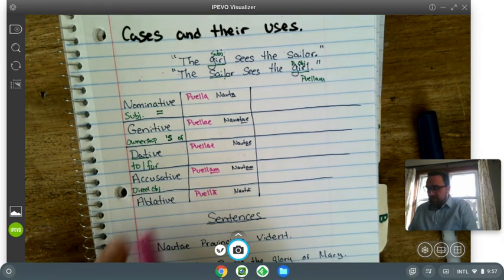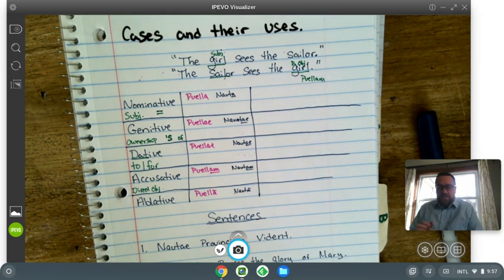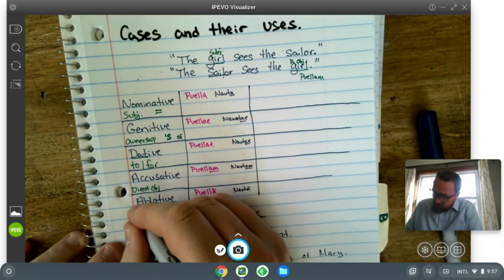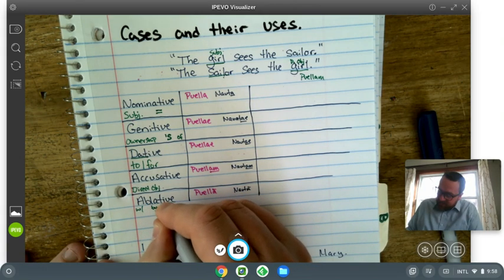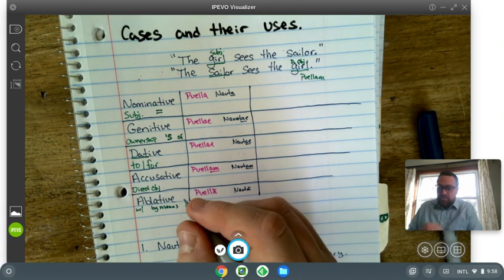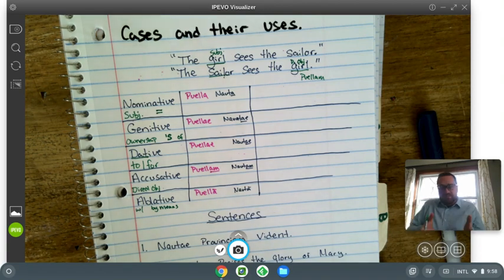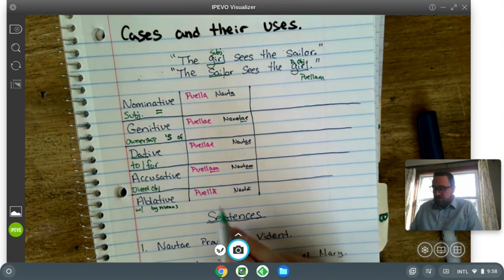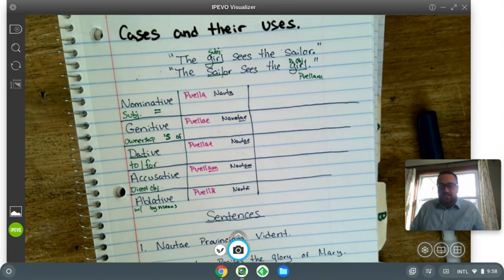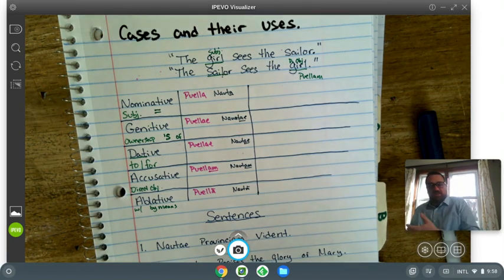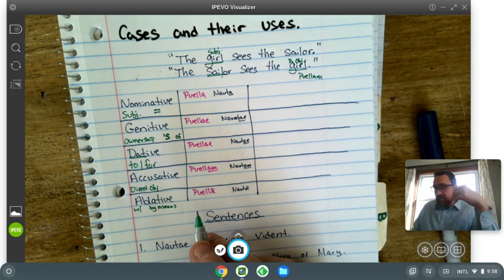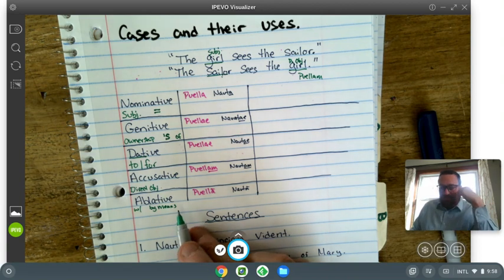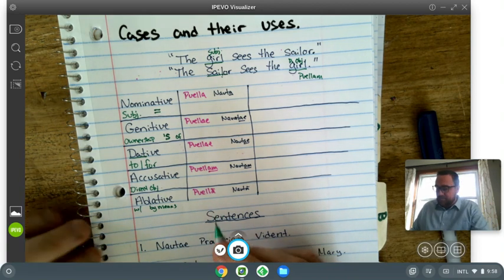Okay? And then the ablative is sort of a catch-all case. It's for with. It can be by means of. So if I dig a hole with a shovel, then I would take the word shovel and I would put the ablative ending on it. And then the fact that the shovel has an ablative ending could mean by means of the shovel. Okay?